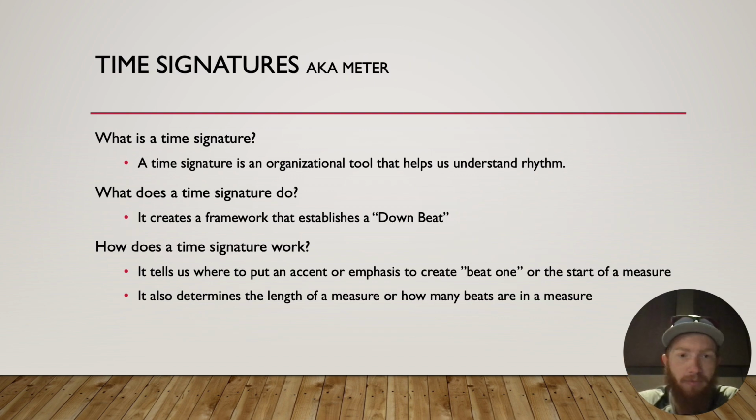So just as a little reminder and review, time signatures are an organizational tool to help us understand and to organize rhythm, right? They do that by creating a framework that gives us a downbeat. That downbeat has an accent or emphasis on it, and that is the start of the measure. The time signature also helps us determine how long the measure is, or how many beats are in a measure.